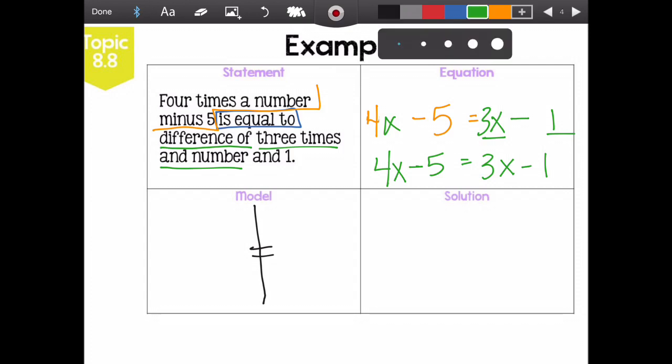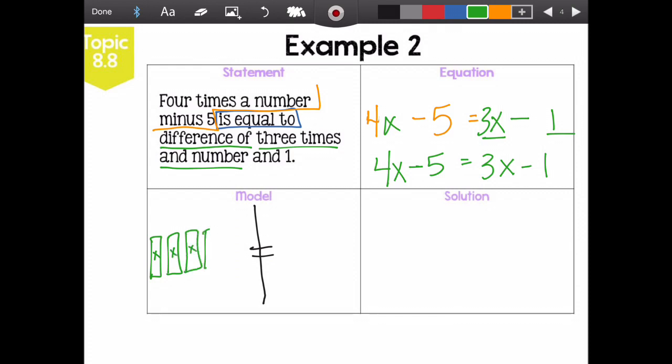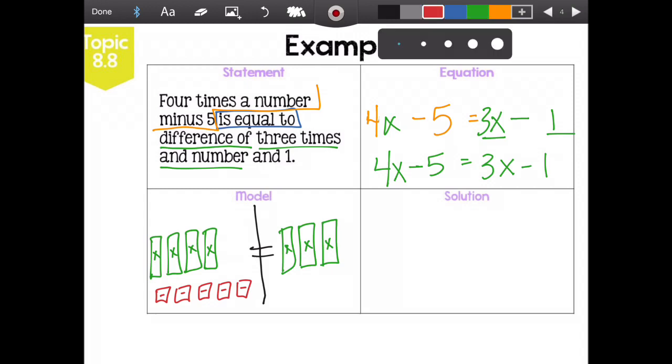4x would just be, again, 4 of the long ones, 2, 3, 4, and then minus 5. So that minus 5, I would represent those with negatives. 1, 2, 3, 4, 5. So that's the right side. The left side, 3x, okay, and then minus 1. So again, I'm going to have this minus 1 here.